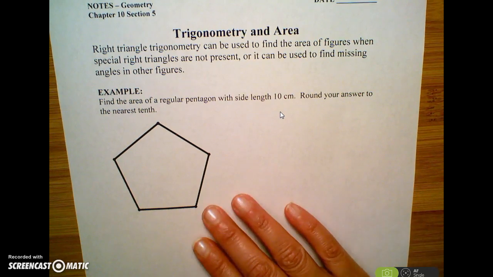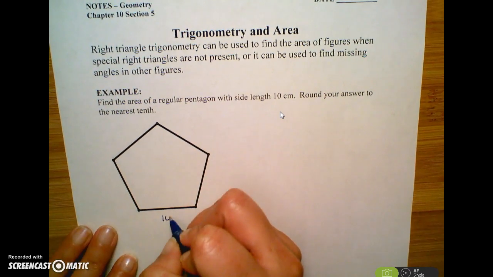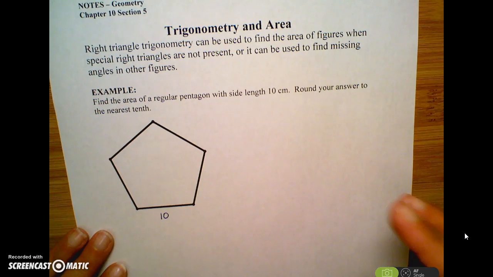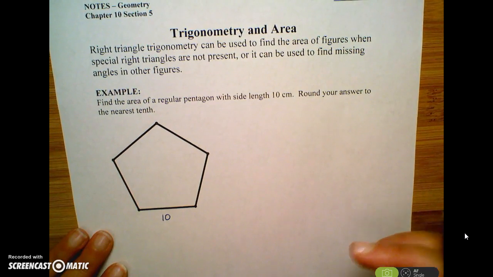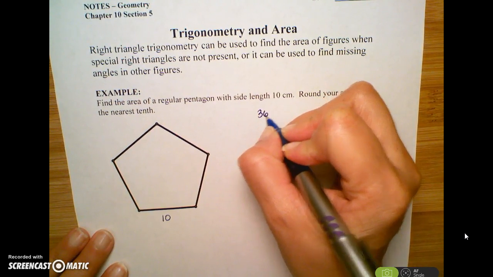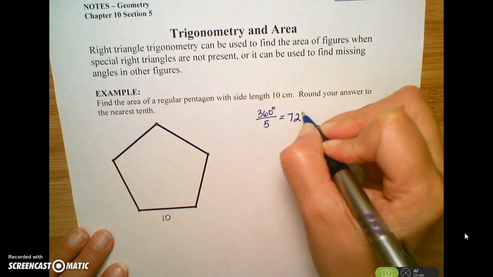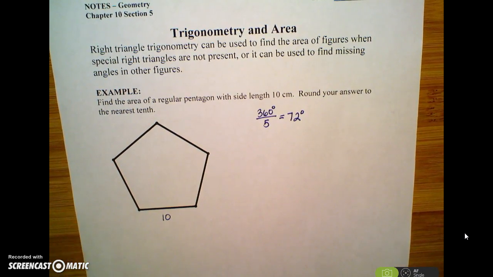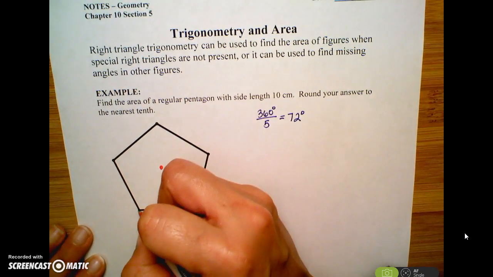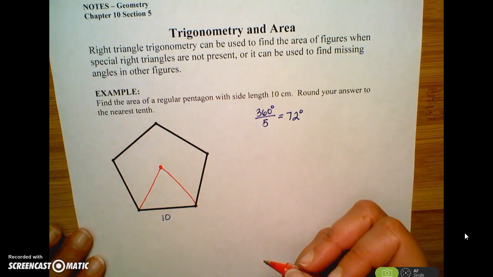So, right here we have a regular pentagon. The side length is 10, and we are looking for the area of this regular pentagon. Well, we learned in previous sections that in order to get the area of a regular polygon, the first thing I want to do is take 360 degrees, divide it by the number of sides, and that gives me 72 degrees. I also want to draw in the center of this figure, and I want to draw in 2 radii to create an isosceles triangle.